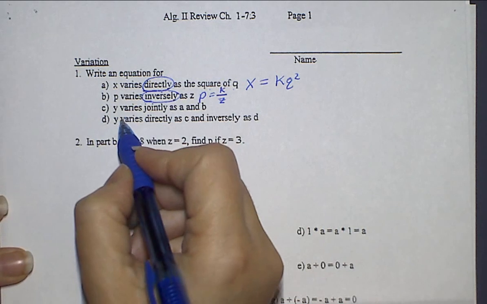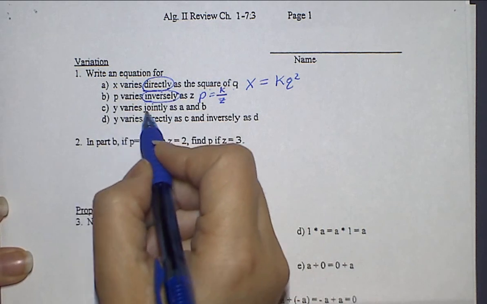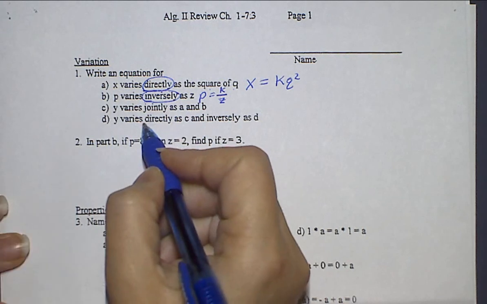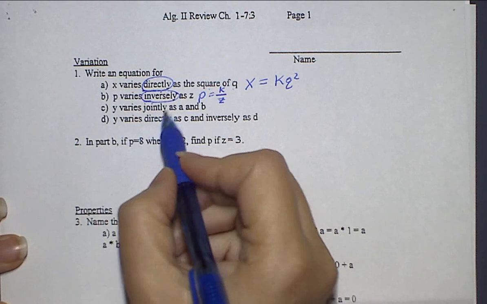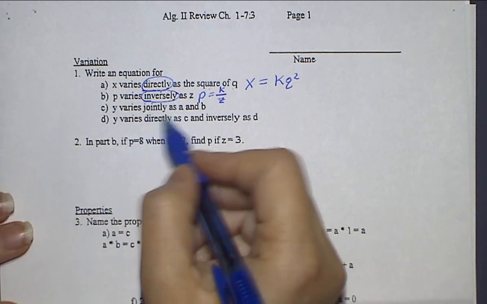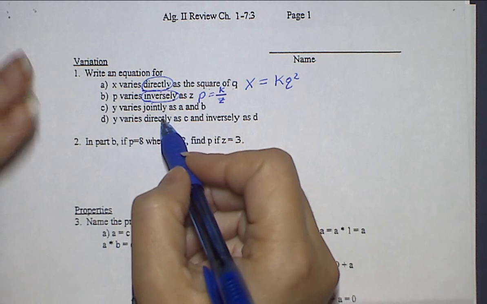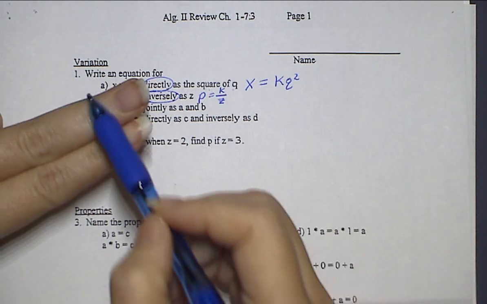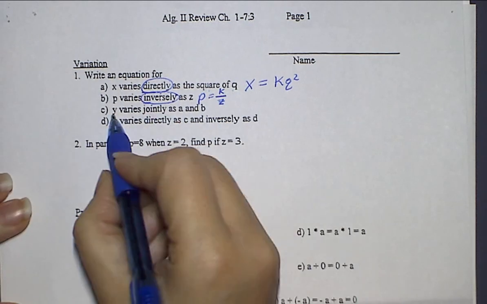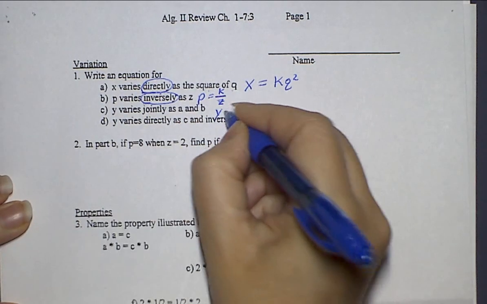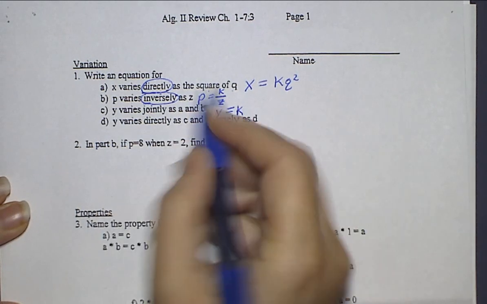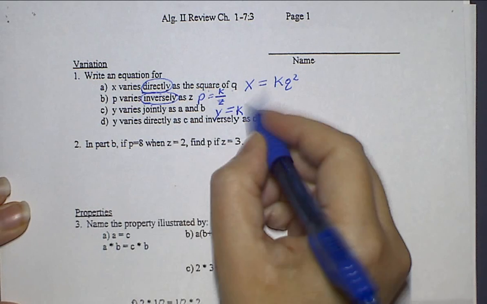C says y varies jointly as a and b. Jointly, think of like if you're joint at the hip. A lot of people, that's a common phrase, joint at the hip. So if you're joint at the hip, you're attached to it, so you're right next to it. And in math, when you're right next to each other, that means multiplication. You're joint together, so it would be multiplied. So you say y varies, so y equals k, because you always have to have that k, jointly as ab, so ab.